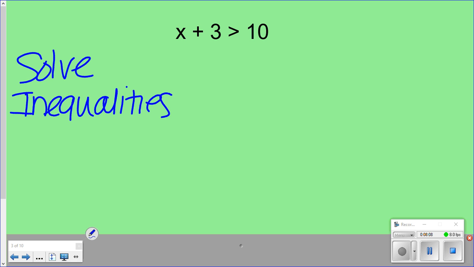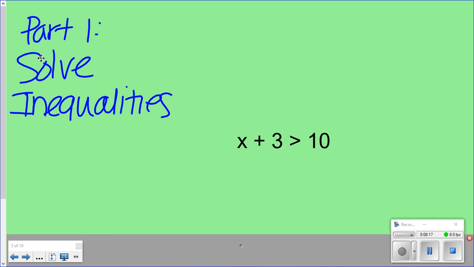Okay, so this is part 1. Solve. So every single one of your problems today, you're going to have an inequality sign because they're solving inequalities. That's what it's called. There's no equal signs, no nothing. So x plus 3 is greater than 10. All right, so how do you solve this?